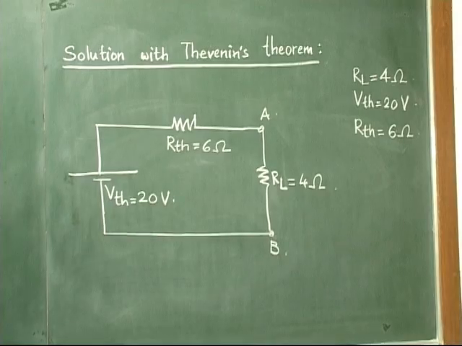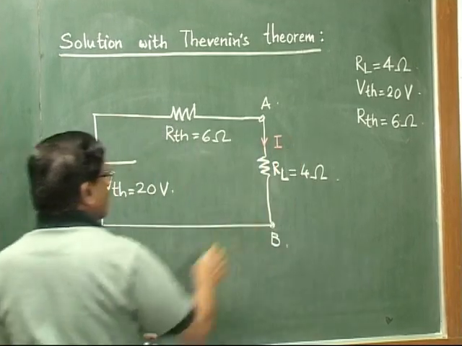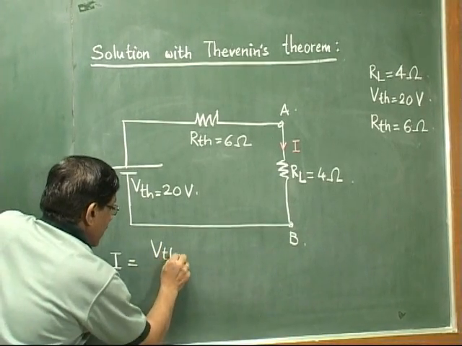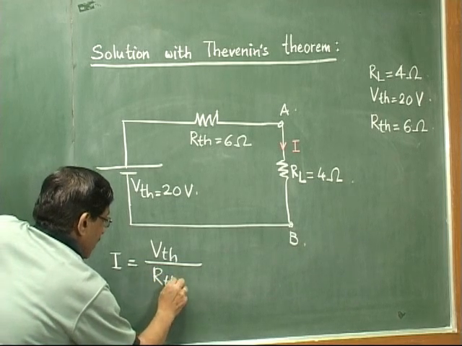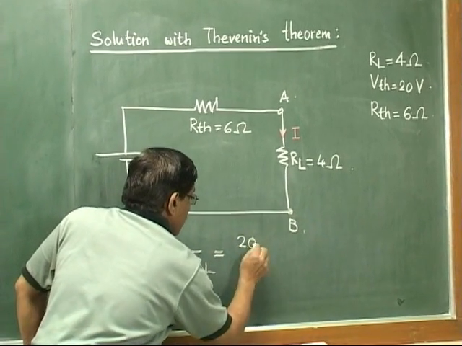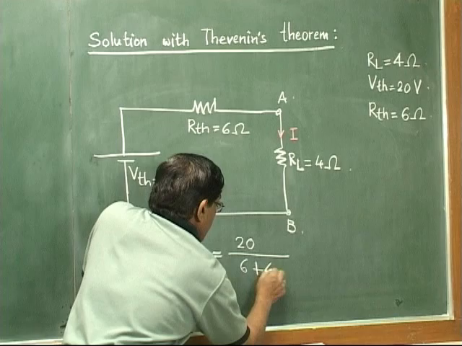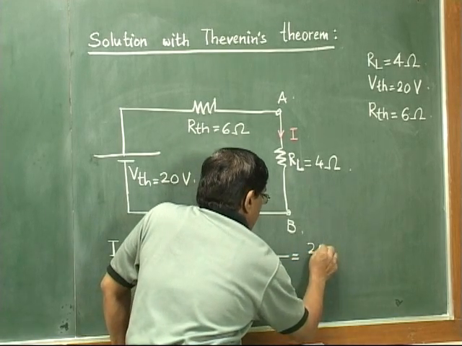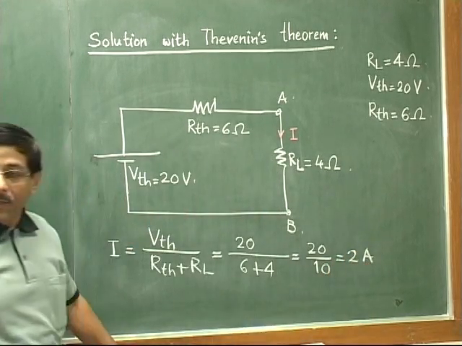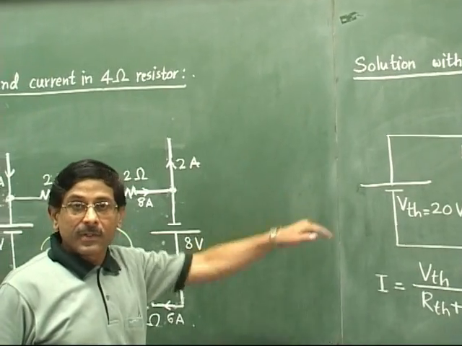And now very simple, if you denote some current in load resistor, suppose current I, then what will be the value of I? Value of I must be equal to VTH divided by RTH plus RL. Just substitute the values. VTH is 20, RTH is 6, and RL is 4. So 20 divided by 10, this is equal to 2 ampere. So we have got the same answer when we solve the problem using the steps of Thevenin's theorem.